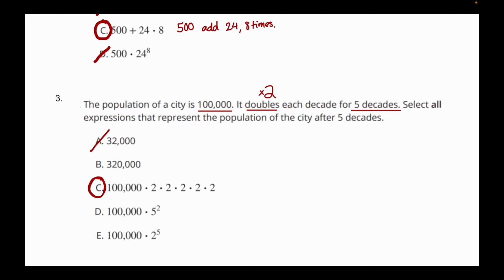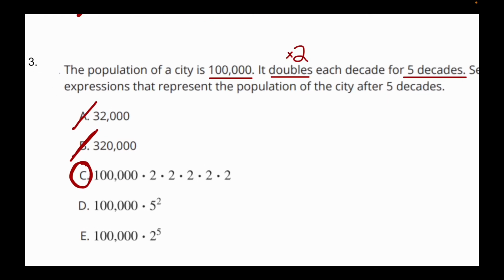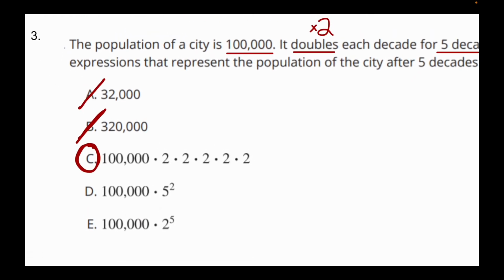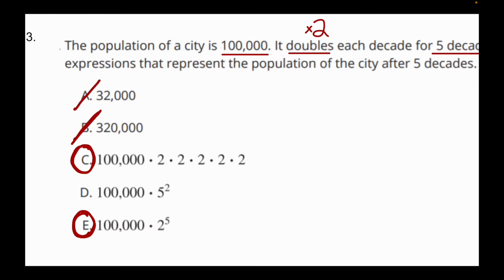And it's not going to be 320,000 either, because when we double, we'll get 200,000, and we'll double again and get 400,000. So we're easily going to pass that one up. So now we're just going to look at our representations down here using exponents. Since I know that it's 2's being multiplied with each other 5 times, I'm going to choose choice E because the 5 tells me how many times.